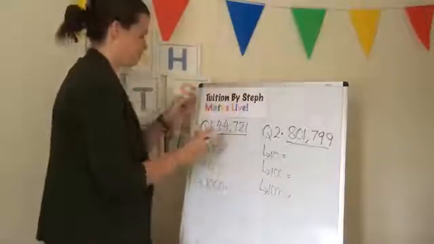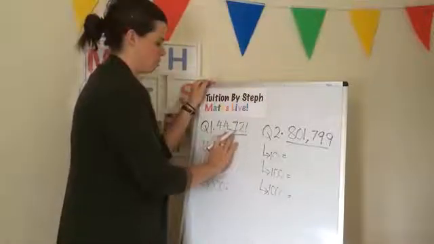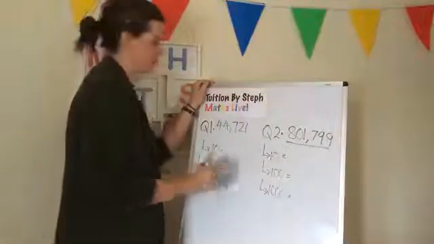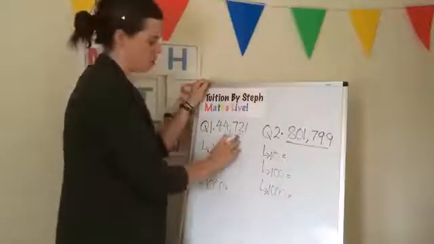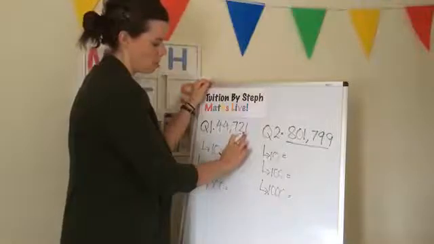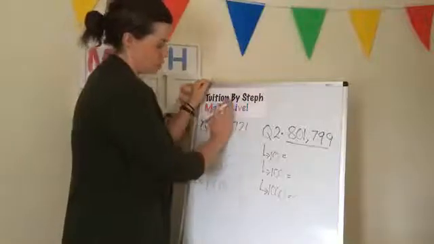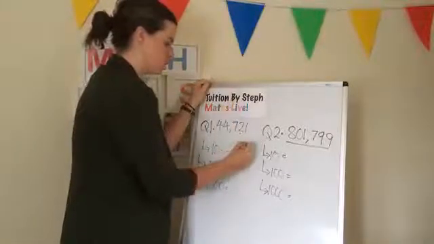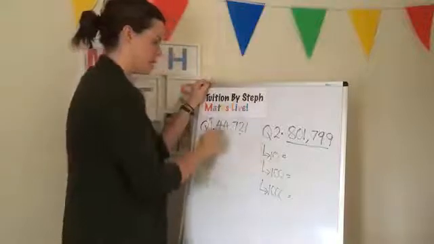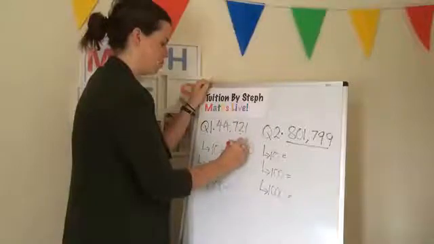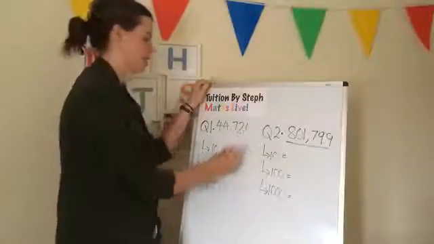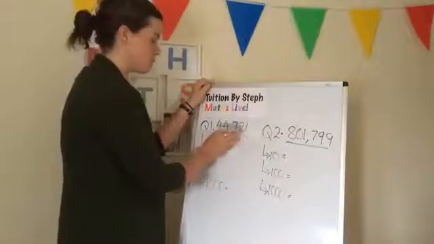So, question 1, 44,721. First of all, to the nearest 10. So let's find the tens column, which is here, it's the 2. So the 1 tells us what to do. So it's 21, so we need to stick at 20, and then don't forget the rest of the numbers, 44,720.